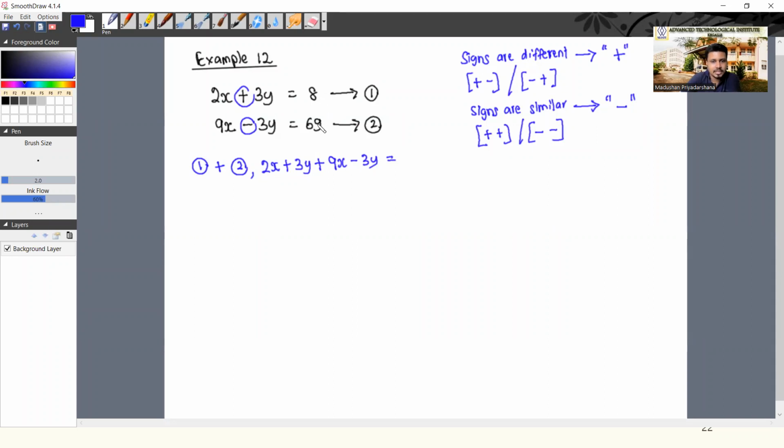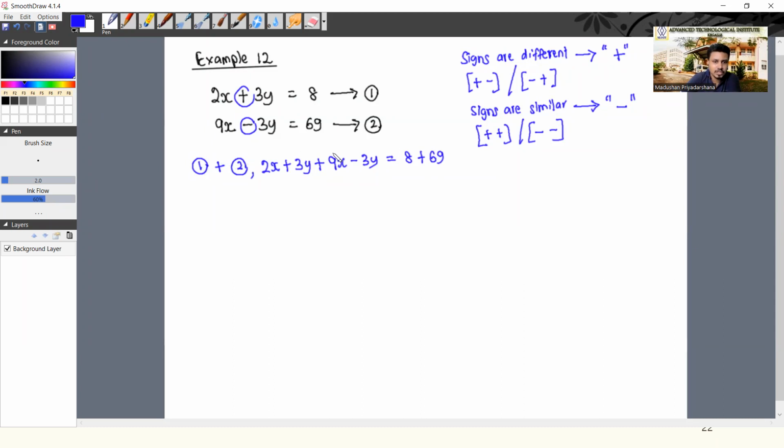8 and 6, do we need to add these two as well? Yes or no? Yes, sir. Yes. We need to add these two as well. And here, as a practice, what we have done is equation number 1 plus equation number 2.